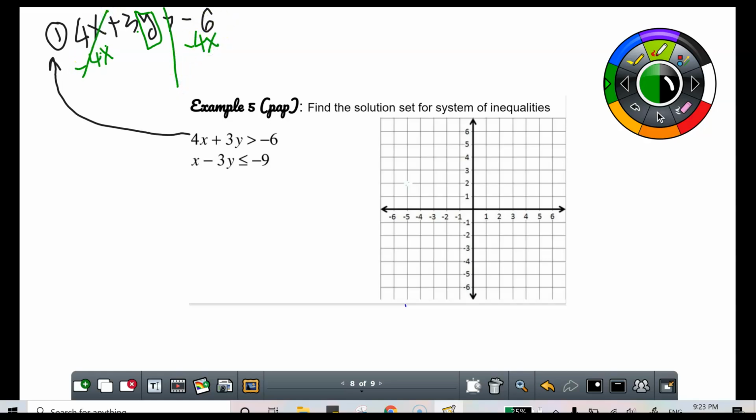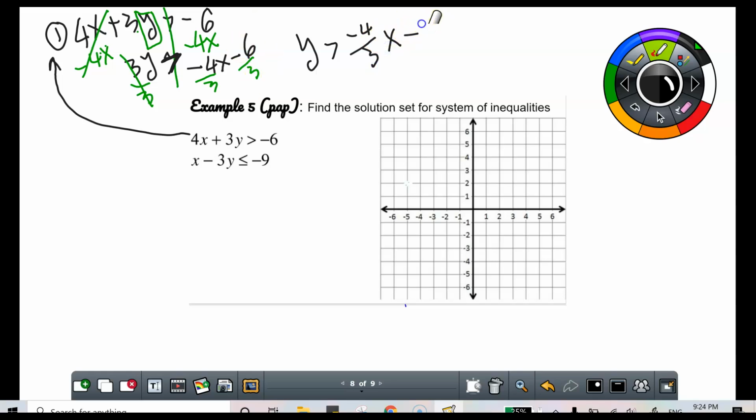So this is gone. And you have 3y greater than negative 4x minus 6. Okay? And then keep getting rid of the 3 by division. Divide everybody by 3. So we have y greater than negative 4 over 3x minus 6 divided by 3 is 2. Right? So this is the first inequality.